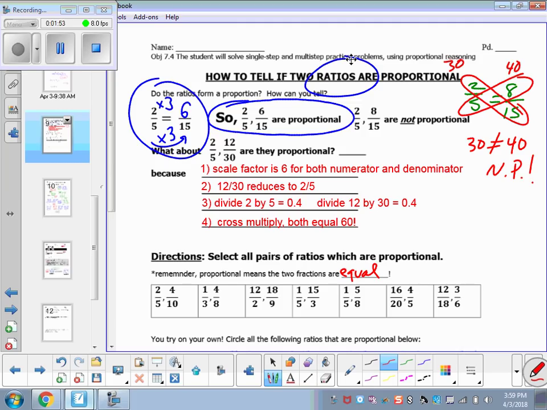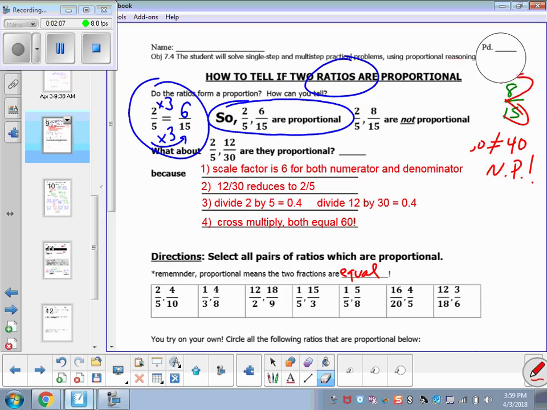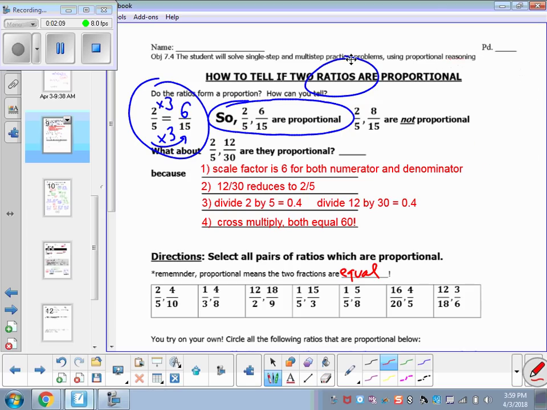Okay? Now another thing we could do is divide. We could take the 2 and divide it by 5, and we could take the 8 and divide it by 15, and we're going to realize that we do not get the same decimals there. All right? So now I'm going to erase this, and the next thing we're going to take a look at is whether or not 2/5 is proportional to 12 out of the 30.